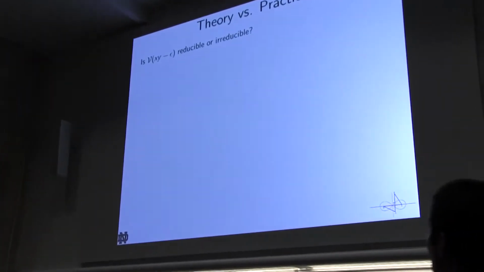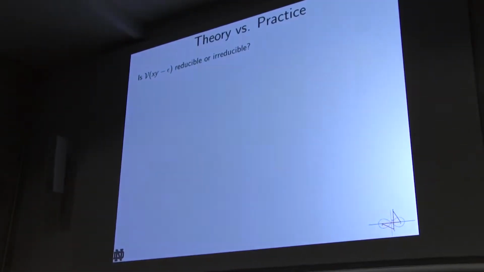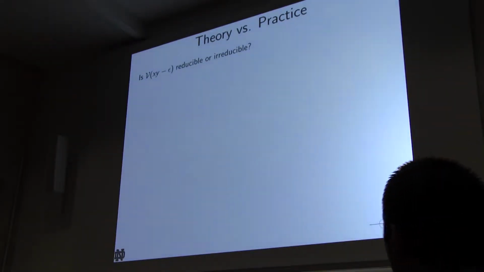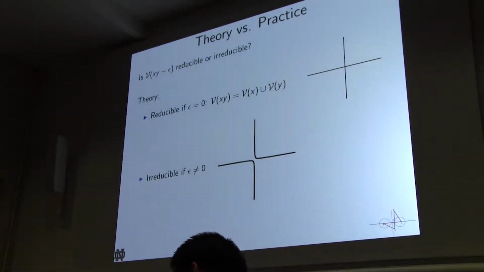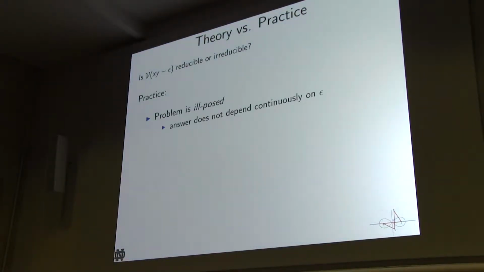Is the variety, so x and y are variables, epsilon is a parameter, is the variety xy minus epsilon reducible or irreducible? So in theory, you have this answer. It's reducible if epsilon is equal to 0, and it's irreducible if epsilon is not 0. In practice, what we say is this is an ill-posed problem and you give up.